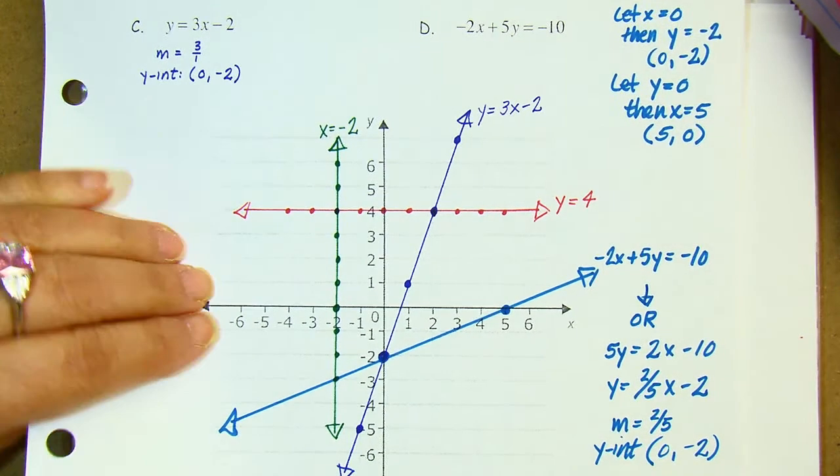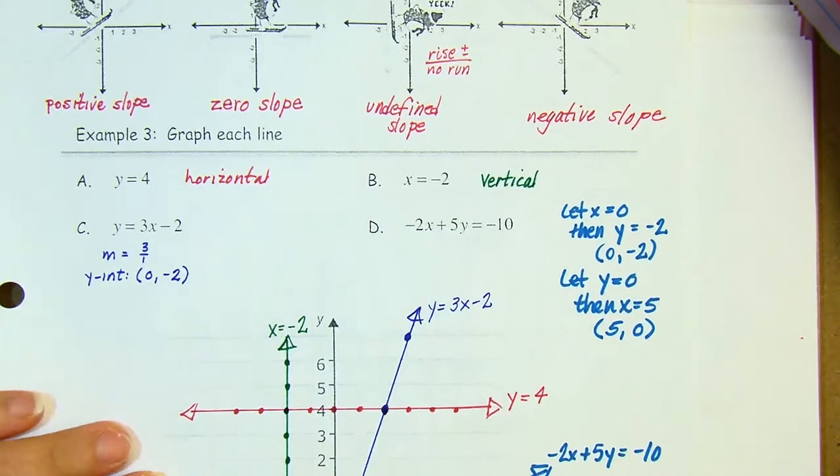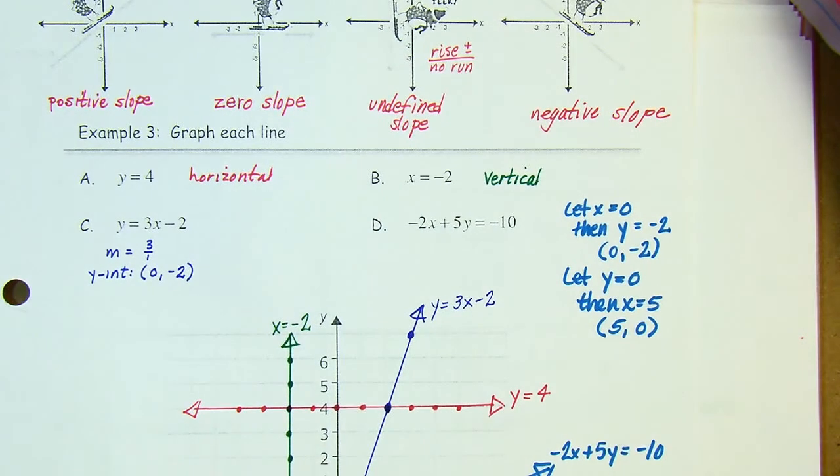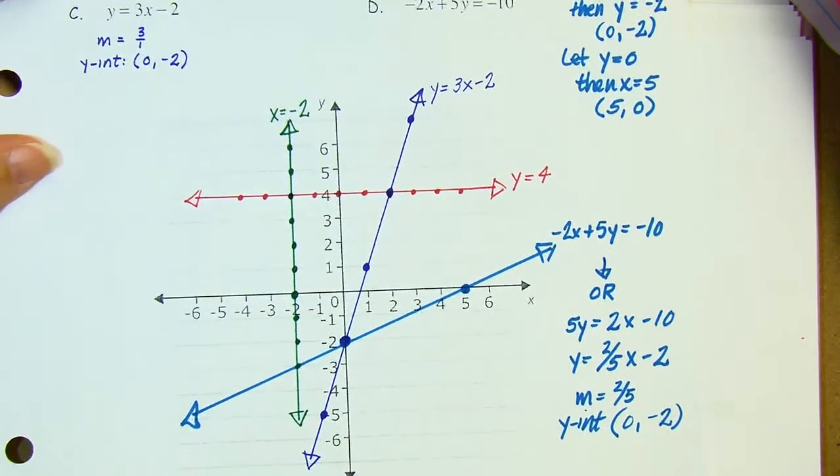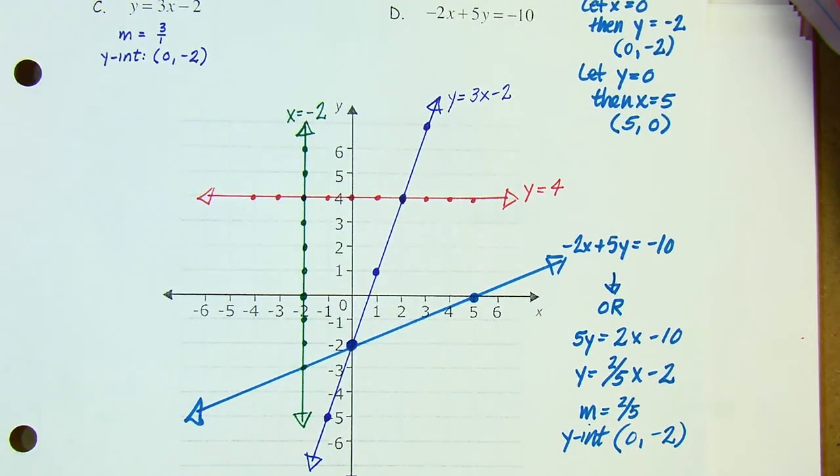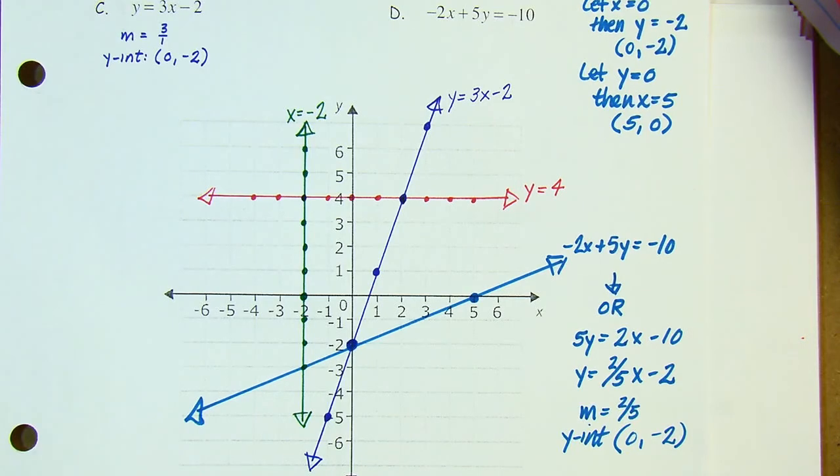So again, if you see something in standard form, it's sometimes easy to just let x be 0, solve for y, let y be 0, solve for x, get those intercepts, and then graph the line. Sometimes, though, you end up with fractions, and students like to stay away from fractions. That's totally up to you which method you try.